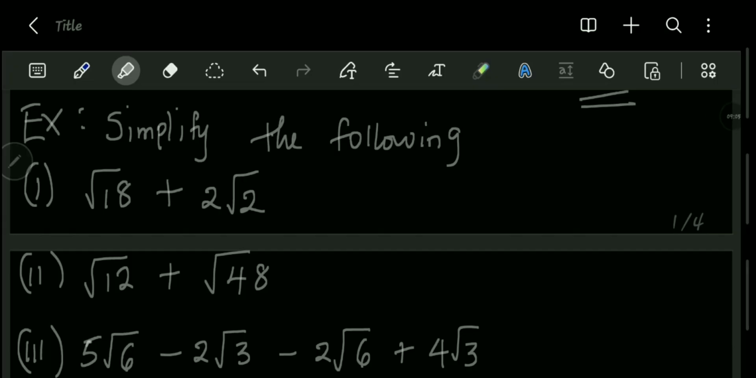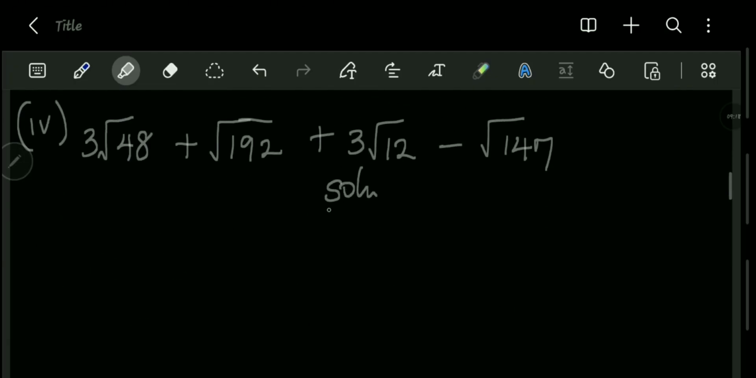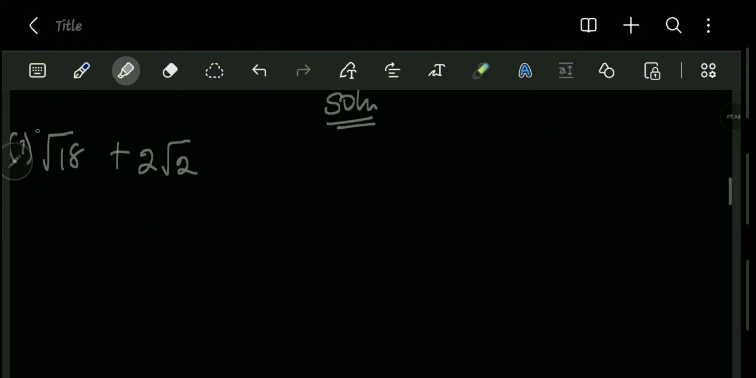We have to simplify all of these questions we have here. First question 1, we have surd 18 plus 2 surd 2. Let's have the solution to that. Surd 18 plus 2 surd 2. Alright, so for this 18 now, what two numbers multiply to give me 18? Yes, 2 times 9 is 18. 2 is not a perfect square, but 9 is a perfect square, so I can use this pair to replace this guy here.